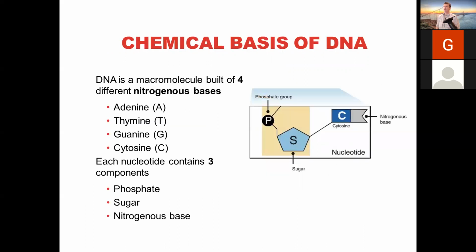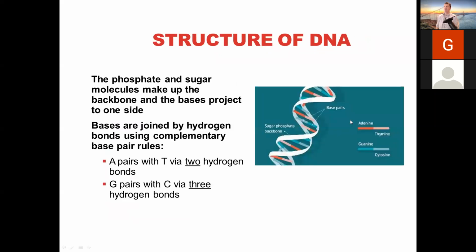So the chemical basis of DNA. DNA is a macromolecule built of 4 different nitrogenous bases. So we have adenine that we usually just refer to as A, thymine, T, guanine as G, and cytosine as C. Each nucleotide contains 3 components: a phosphate group, a sugar, and a nitrogenous base. The phosphate and sugar molecules make up the backbone, and the bases project to one side.